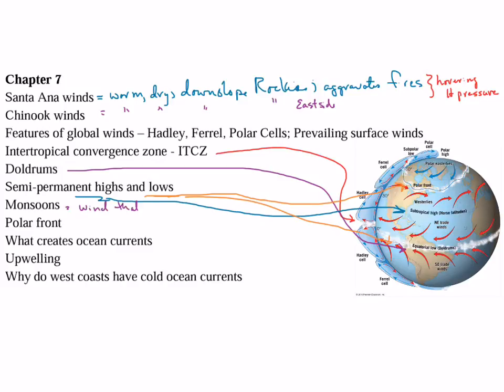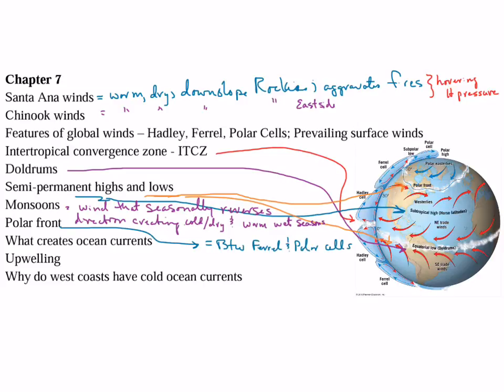Monsoons, by definition, winds seasonally reverse themselves, and they create two seasons, a cold and dry and a warm and wet season. That's what a monsoon is. Polar front. That, and I think I drew it, it's right up there. Polar front is between the Ferrell and the polar cell. And ocean currents are created by the prevailing winds over them.